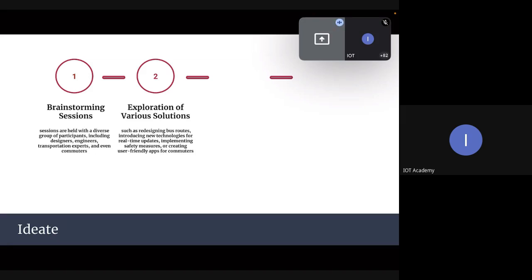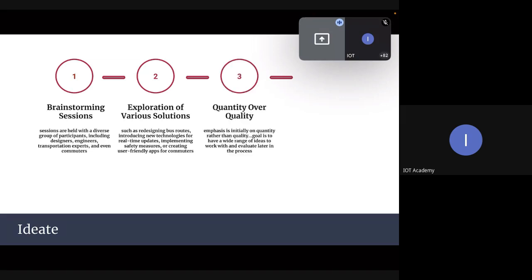And we will explore various solutions, such as redesigning the bus routes, introducing new technologies for real-time updates, implementing safety measures, or creating user-friendly apps for commuters. So there can be a number of solutions to all the problems that we had prioritized.